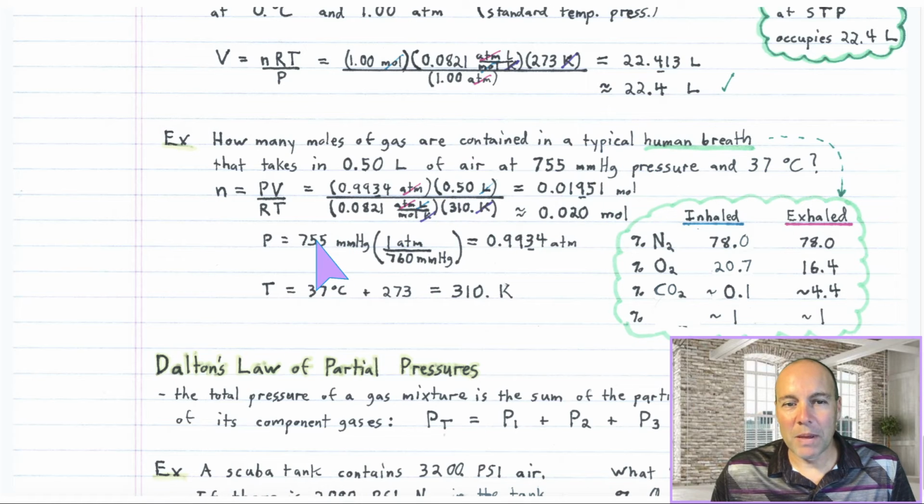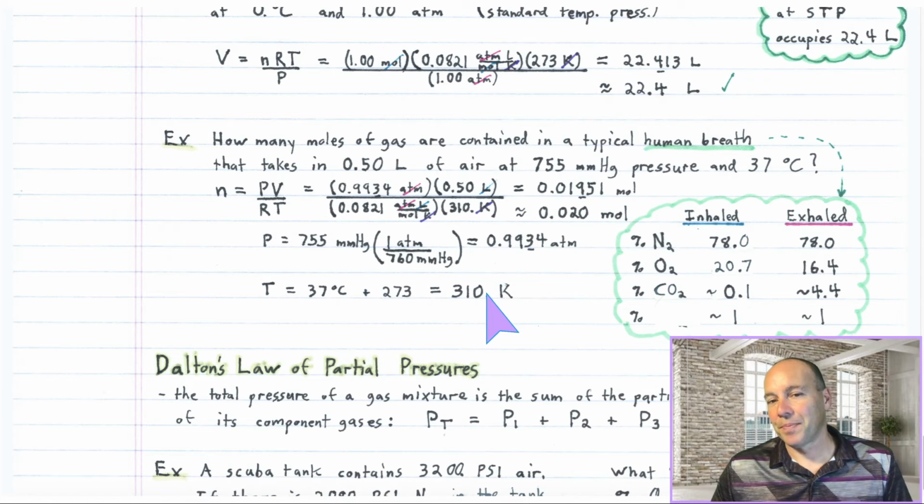To get from millimeters of mercury to atmospheres, 760 millimeters of mercury is 1 atmosphere. So here's the conversion factor. Units cancel and you get atmospheres. So that's how many atmospheres it is. And to get from Celsius to Kelvin is simple. You just add 273, and that's how many Kelvin it is. Okay, so we have the correct units now. Let's plug in the properties.